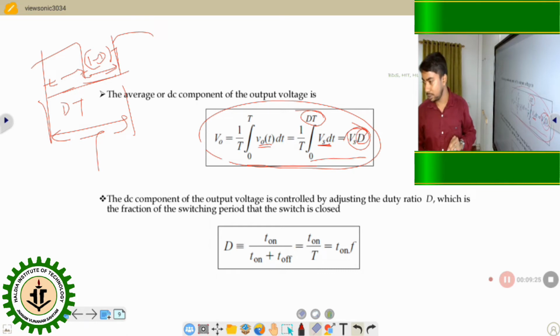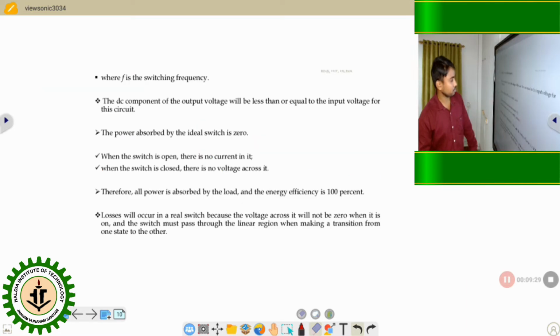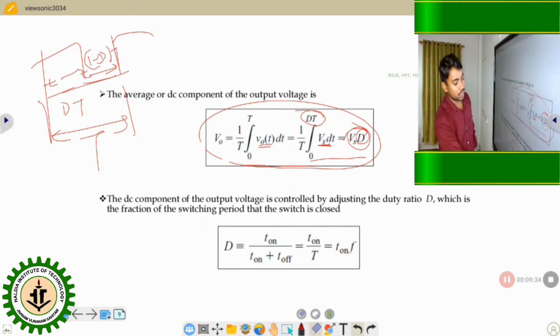Now we have the duty ratio D. In this equation, D is equal to T on by T. So 1 by T is the frequency also. So D is equal to T on times f, where f is the frequency.